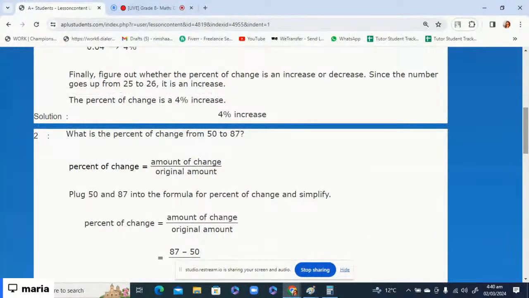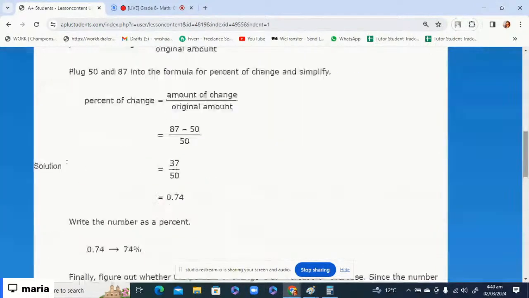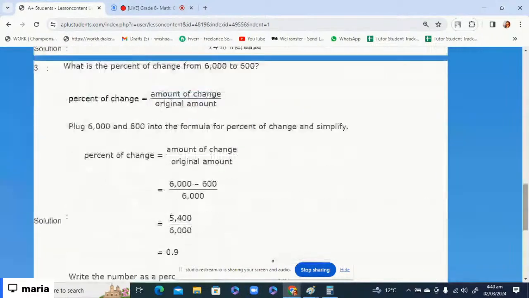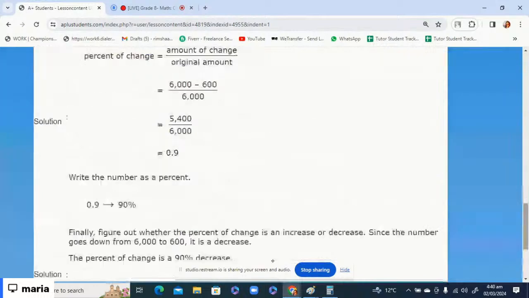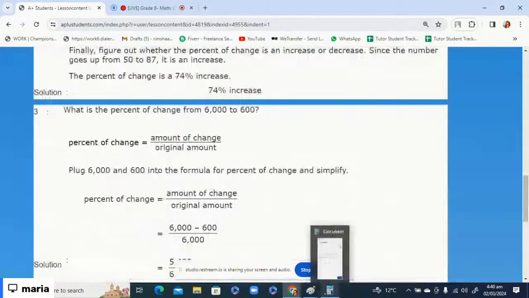So what is the percent of change from 50 to 87? Now, percent of change is again 87 minus 50, divided over 50. Now look here, the number is moving from 50 to 87. The numbers are increasing, so it means that it increases. Or let's do this one: 6,000 to 600. Let's find it. 6000 to 600.